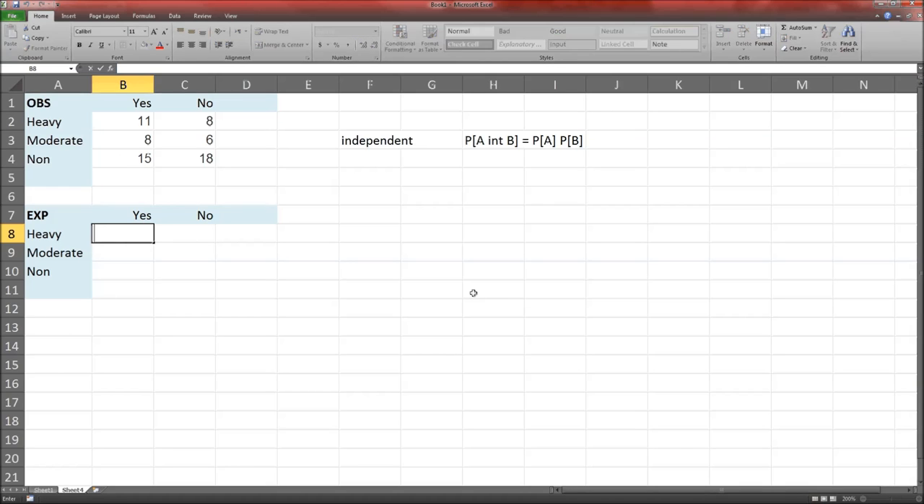So this is going to equal 19 divided by, sorry, it was 66, I believe. That's P of A times P of B, which is 11 plus 8 plus 15, 34, over sample size of 66. So that's P of A times P of B. Now we just multiply it by the total sample size, 66. So if the two variables are indeed independent, the expected number of people who are heavy smokers and who have had an accident is 9.7878.